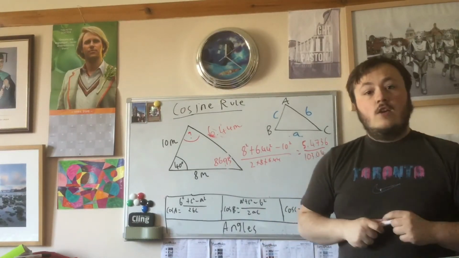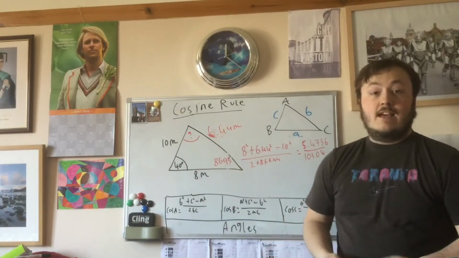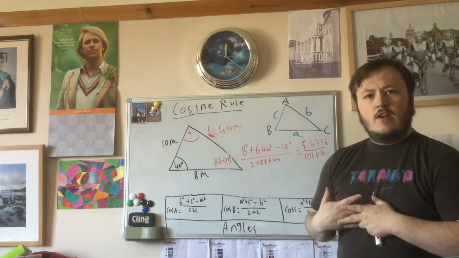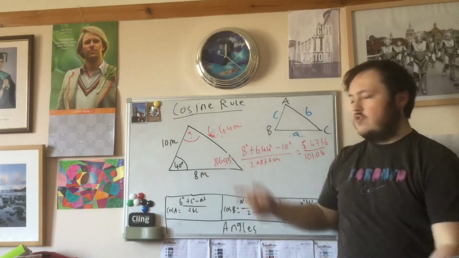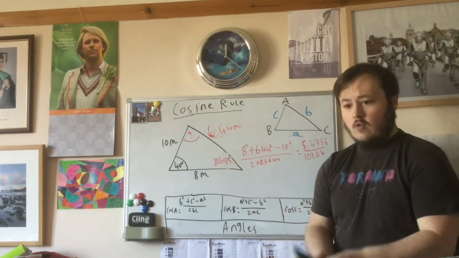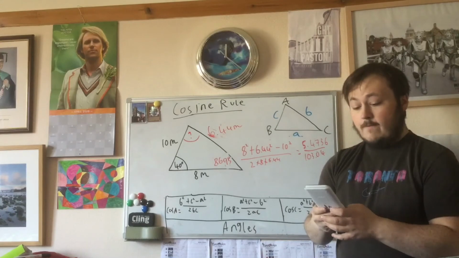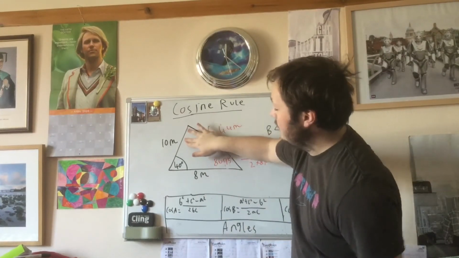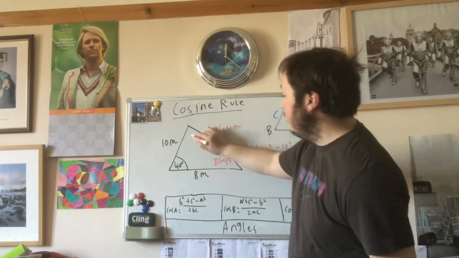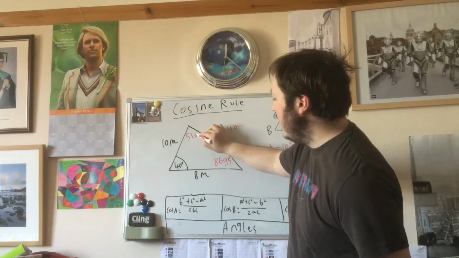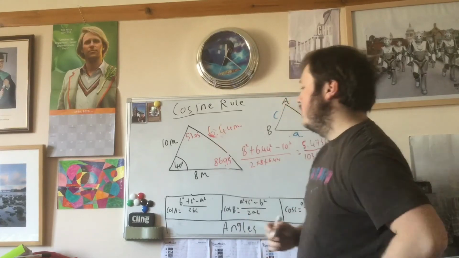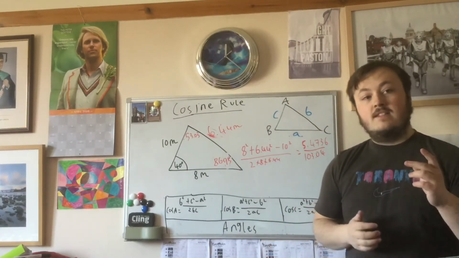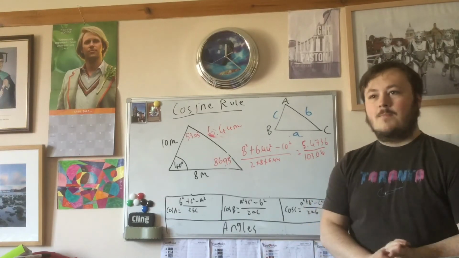Now, do we need the cosine rule to find this missing angle? We could use it, but there is an easier way. All the angles in a triangle add up to 180, so we just take these two away from 180, and what's left is our missing angle. So what is 180 take away 40, take away our missing angle? That would be 53.05 degrees. And that's how we use the cosine rule to find missing sides and angles.